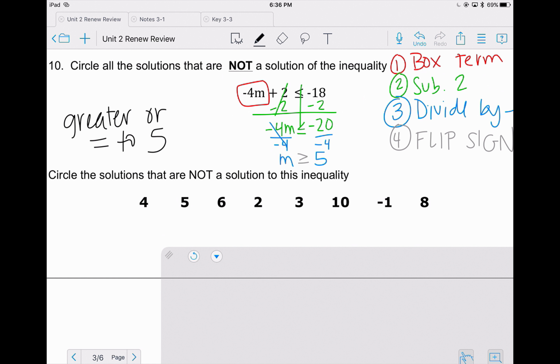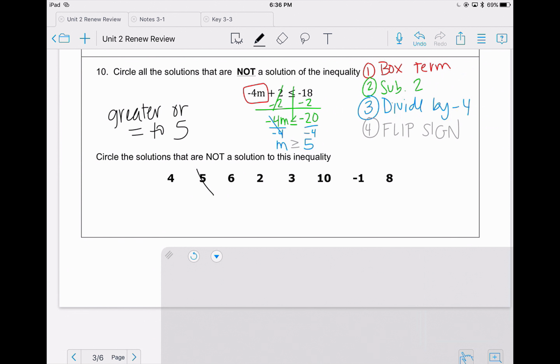So I need to circle everything that is not greater than or equal to 5. Well, 5 equals 5, 6 is greater than 5, 4 is not greater than 5, 2 is not greater than 5, 3 is not greater than 5, 10 is greater than 5, negative 1 is not greater than 5, and 8 is greater than 5. So 4, 2, 3, and negative 1 would all not be solutions because they are not greater than or equal to 5.